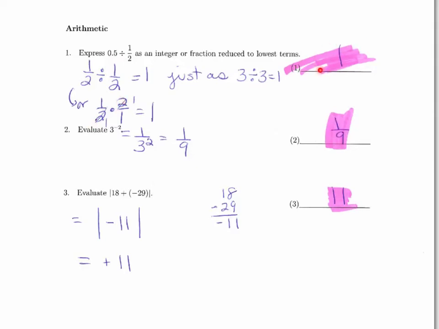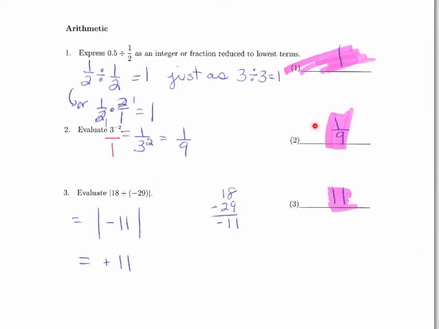For this next one, we've got 3 to the negative 2. If you remember our discussion in class, 3 to the negative 2 is really 3 to the negative 2 over 1. And so that negative exponent says it wants to be moved to the denominator, and that exponent becomes positive. So you get 1 over 3 squared. Well, 3 squared is really 3 times 3, which is 9. So you get 1 over 9 as your answer.